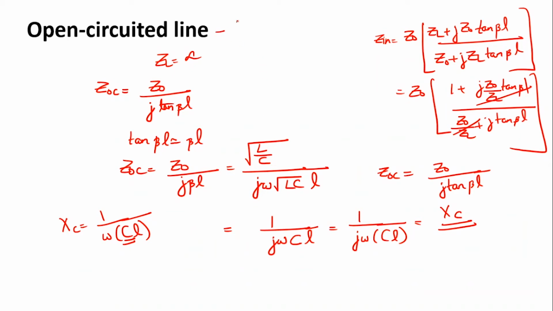So open circuited line is equivalent to a capacitor with capacitive reactance value equal to 1 by omega C into L. Okay. So this is another result. So we can understand short circuited line will act as an inductor and open circuited line will act as capacitor.